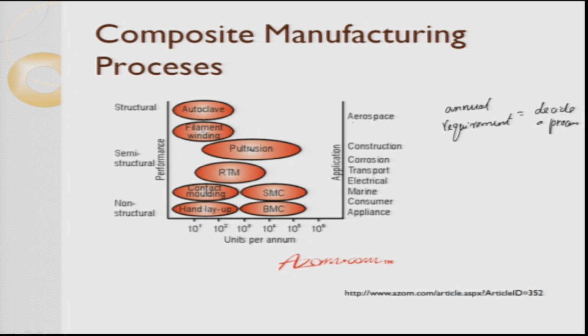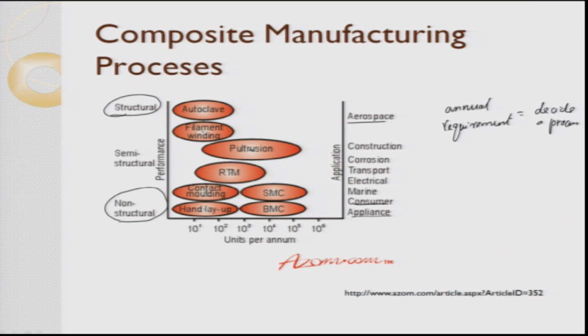If you see here, I have classified aerospace, consumer appliance, everything. So, you can see for consumer appliance, predominantly non-structural composites are required. When you are looking at aerospace, we always look for structural applications. So, here these are the processes which are involved for making it.